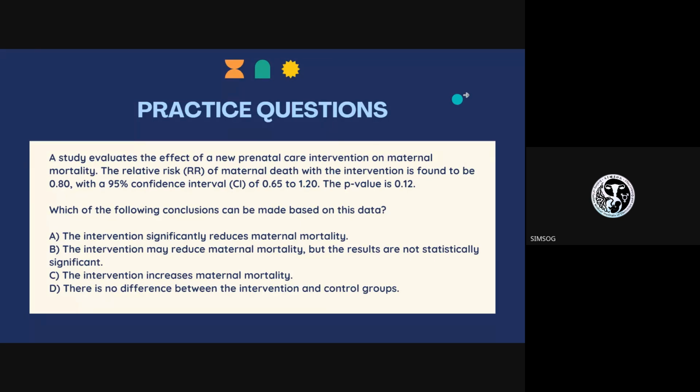So the question here is, a study evaluates the effect of a new prenatal care intervention on maternal mortality. The relative risk of maternal death with intervention is so and so, with a confidence interval of so and so. The p-value is 0.12. Which of the following conclusions can be made on this data? Here we have to assume that the p-value cutoff is 0.05. So can somebody tell me whether 0.12 is lesser than 0.05 or greater than 0.05? Anybody? Just unmute and say.